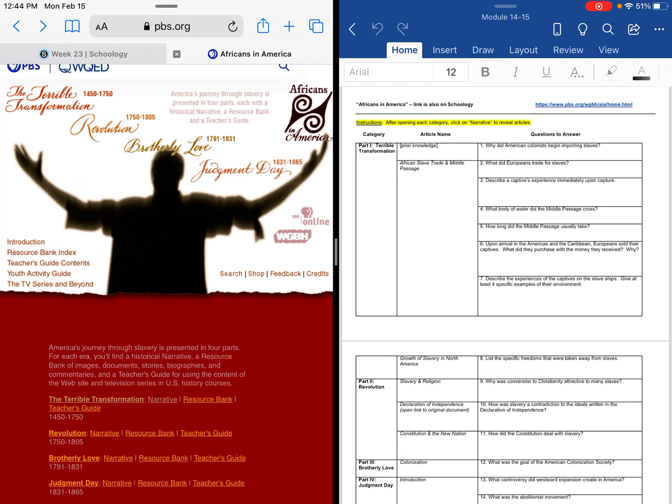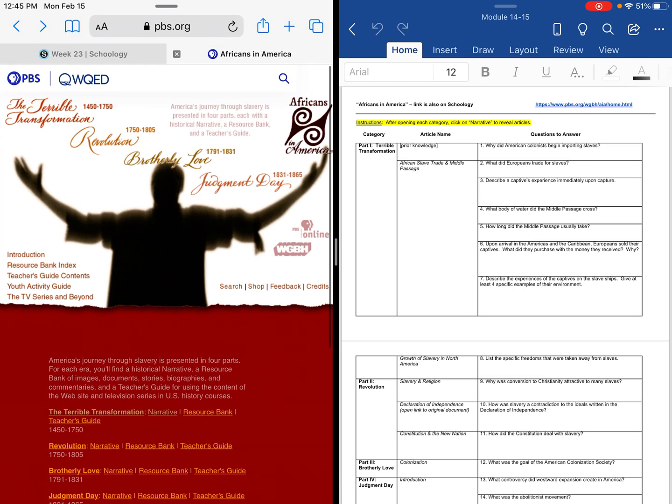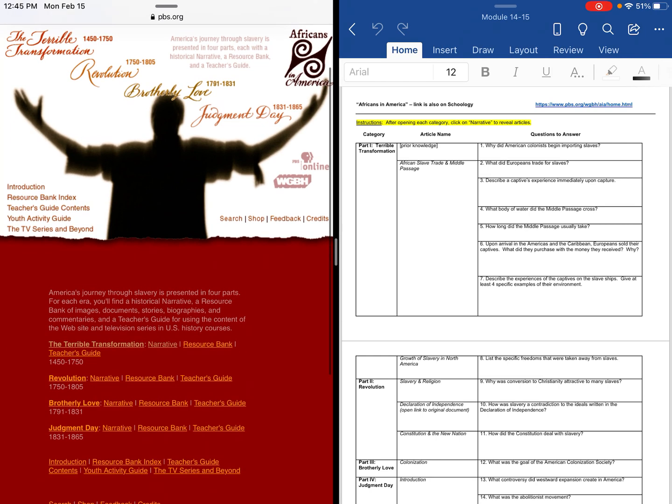So that's going to take us to the next article, or the first one really, which is called African Slave Trade and the Middle Passage. Over here on the left, I'll show you how to navigate the website. You can do it at the top. Those titles that you see in cursive writing are clickable, but you can also scroll down to the bottom in the red section, and you can click on things from there as well.